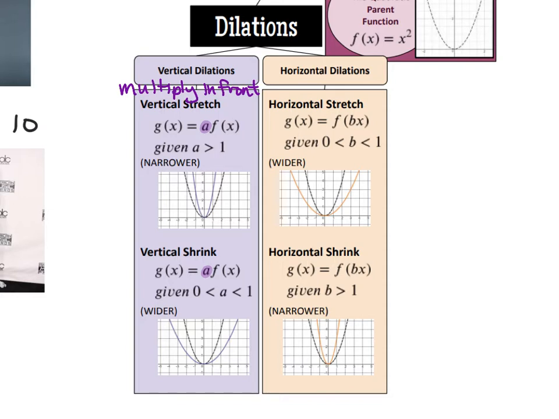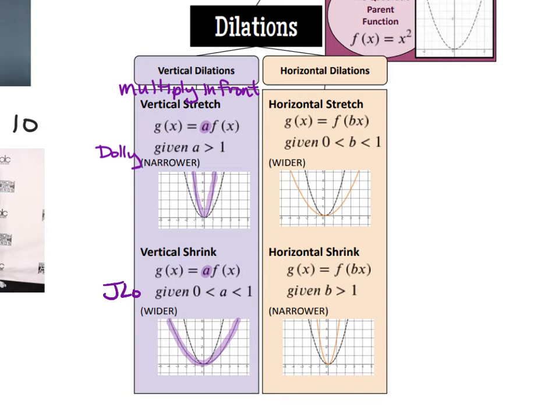Now, if that number is bigger than 1, if a is bigger than 1, that means that we're dealing with a Dolly Parton number. Because it's bigger than 1, it'll be bigger on top. That is going to create a narrow graph for us. So it looks narrower than the parent function. That's called a vertical stretch. But if the number we multiply in front, in the same place, is a J-Lo number, meaning it's between 0 and 1, a true fraction, this is going to create a wider graph. So the shape has become wider than the parent function.